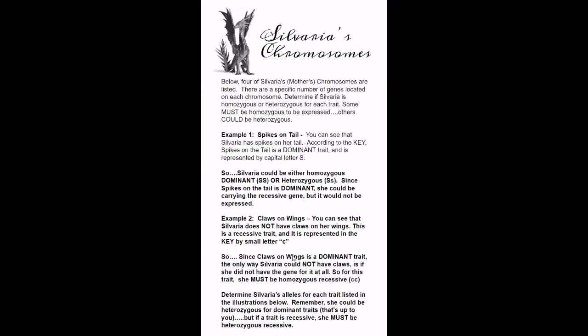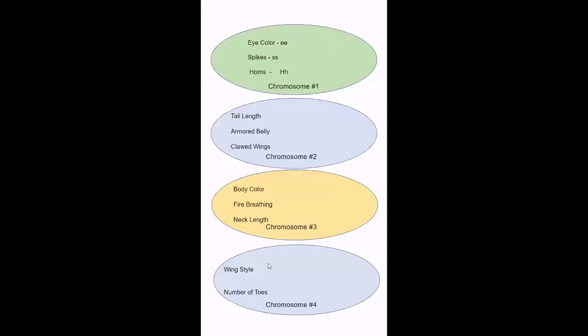So now we're going to determine Silvaria's alleles for each trait listed in the illustrations below. Remember, she could be heterozygous for dominant traits. That's up to you. But if a trait is recessive, she must be homozygous recessive. So when you're determining her allele makeup, some of them could be heterozygous for dominant traits, could be homozygous as well. So let's go into that.